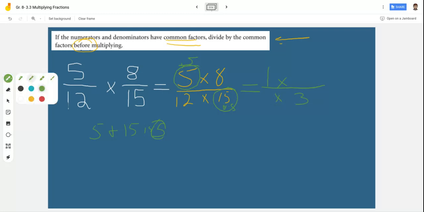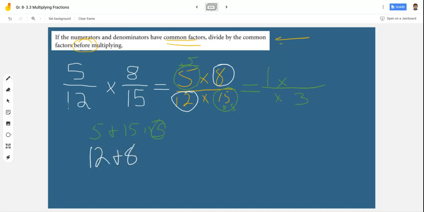I'm going to use a different color here to demonstrate. Let's use white here. A common factor of 12 and 8 is 4. I'm going to divide these numbers by 4. So this 8 divided by 4 becomes 2, and this 12 divided by 4 becomes 3. Then I can multiply, as the rule says, the numerators and the denominators. And I have 1 multiplied by 2 equals 2, and 3 multiplied by 3 is 9.